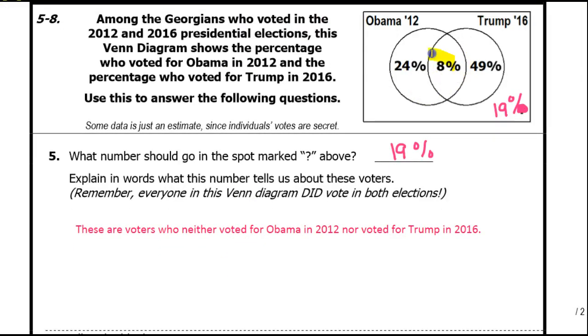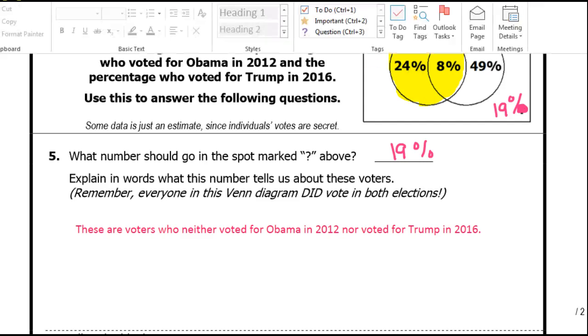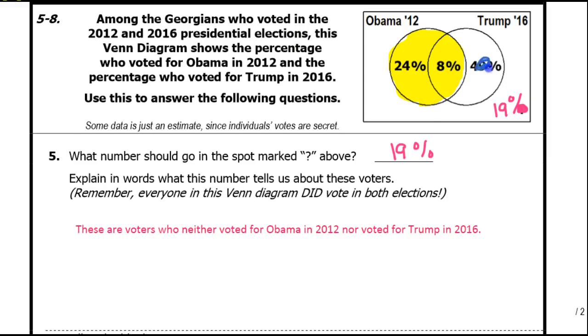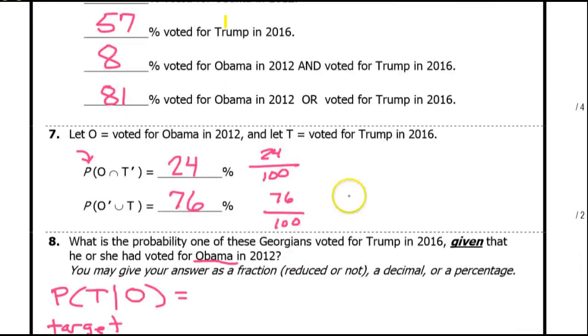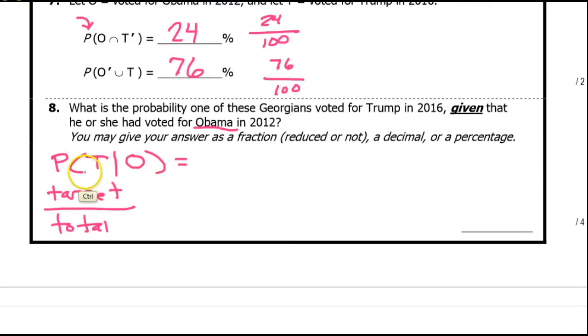So we're given that he or she voted for Obama. This is the given, so we have to throw out everything else. Throw out this number and this number. Just stick with the given. Now, given this, we're being asked, what's the probability that a person voted for Trump in 2016? What's the probability of Trump?